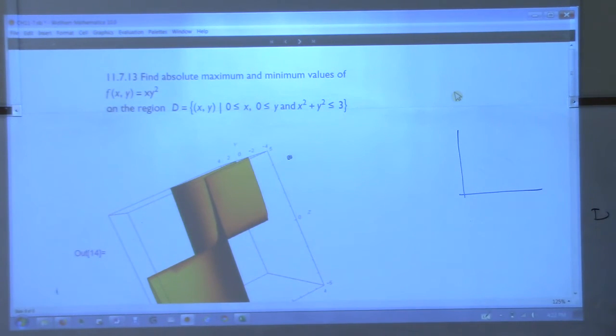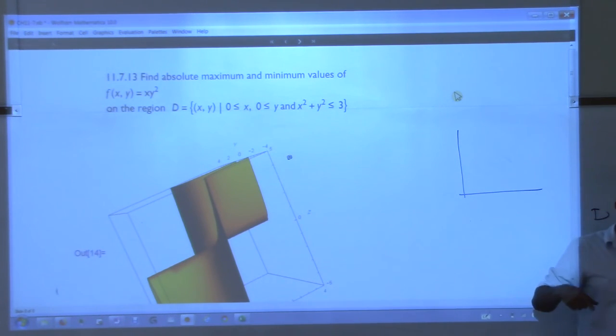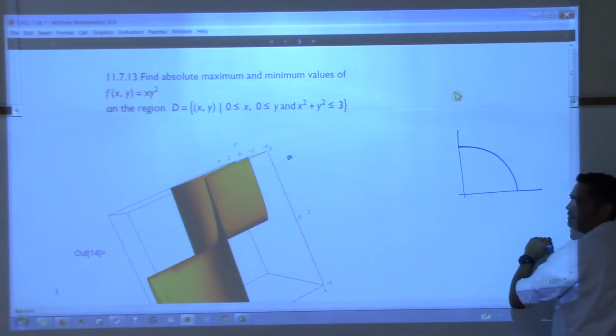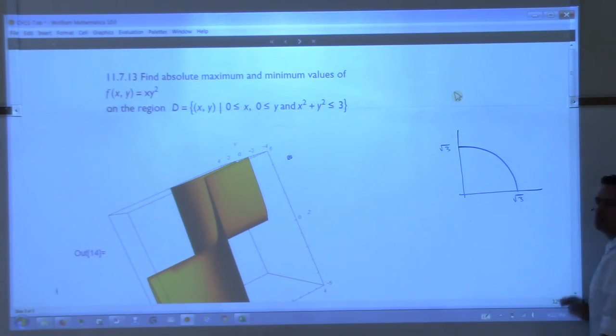And what is x squared plus y squared equals 3? What would that be? If this was an equal sign, that would be a circle with radius square root of 3, right? But I want everything less than or equal to it. So it's just in the first quadrant, root 3 here, root 3 here, right?